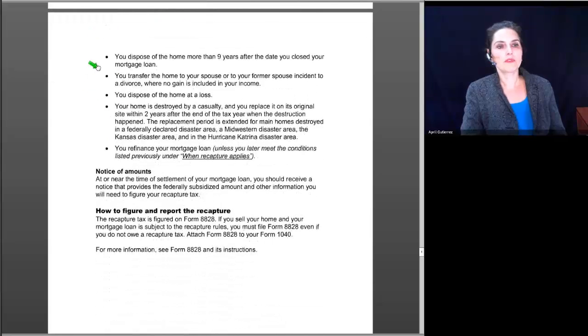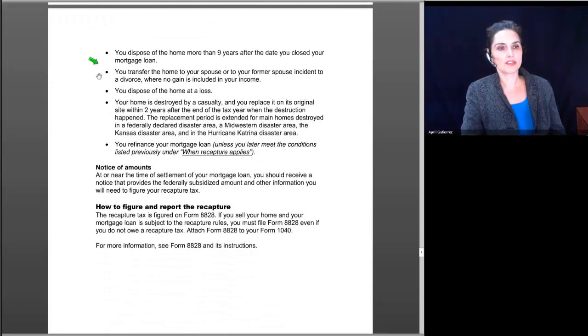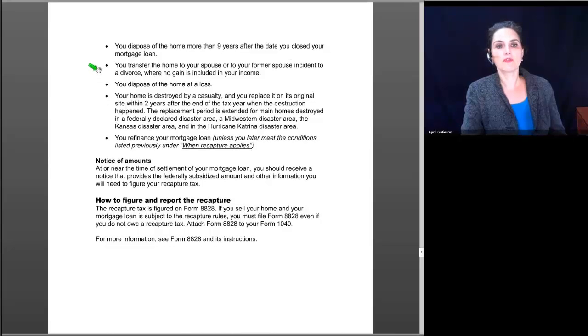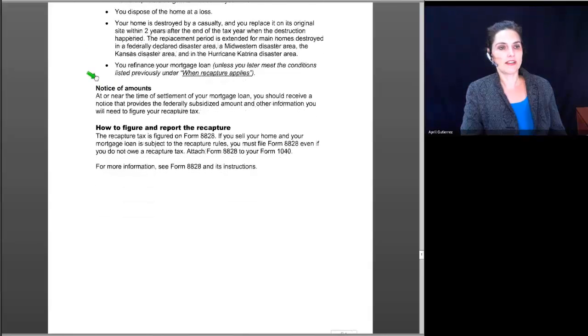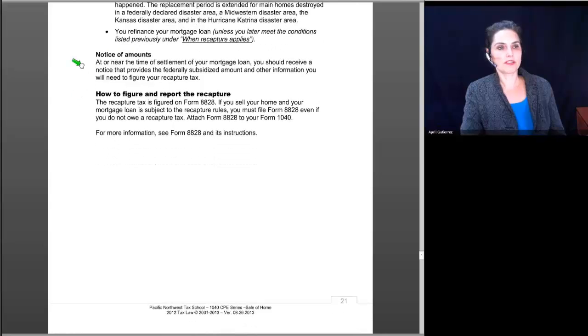Or you disposed of the home more than 9 years after the date you closed on your mortgage loan. Or you transfer the home to your spouse or your former spouse incident to a divorce where no gain is included in your income. You dispose of the home at a loss. Your home is destroyed by a casualty and you replace it on its original site within 2 years after the end of the tax year when the destruction happened. The replacement period is extended for main homes destroyed in a federally declared disaster area, a Midwestern disaster area, and the Kansas disaster area. You refinance your mortgage loan unless you later meet the conditions listed previously under when recapture applies. So those are all reasons why you wouldn't have to recapture the mortgage subsidy.